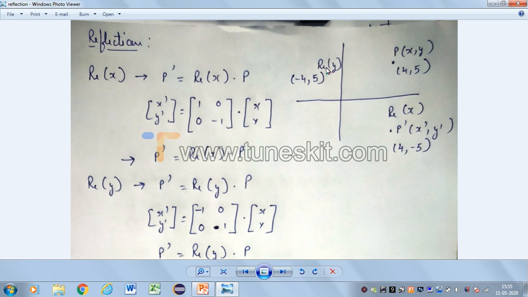When we perform a reflection with respect to the y-axis, we keep the y value as it is, but we flip the value of x. That's why 4 is reflected as minus 4, right? Now look at this example, class. This is how this P dash comes. This P dash comes from the reflection matrix x multiplied with the original coordinates of P.